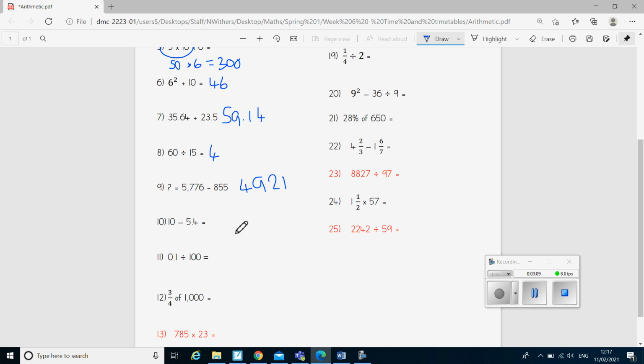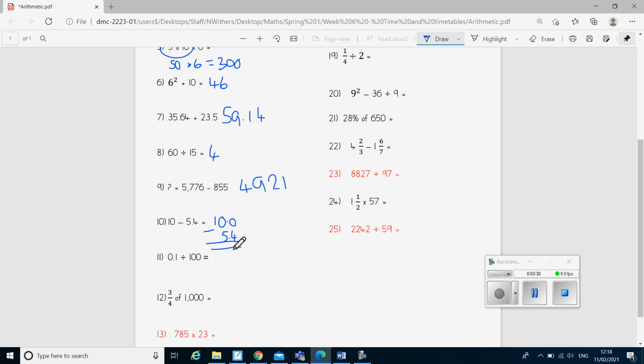Question 10, again, it is a column subtraction. We just had to line our digits up in the correct place. Okay, so we've got our 10 there, with a 0 in the ones column, and then we've got our 5 in the ones column as well. And I would line it up like that. I would need a placeholder 0 here, and then I can do the subtraction.